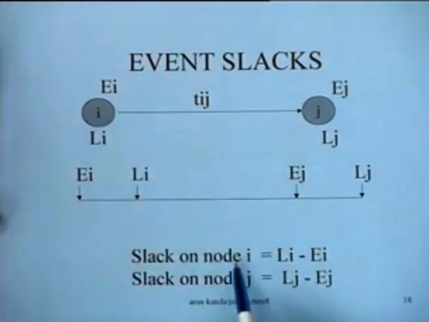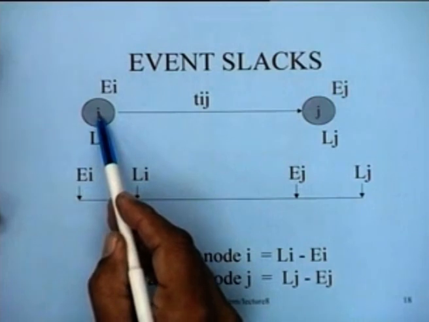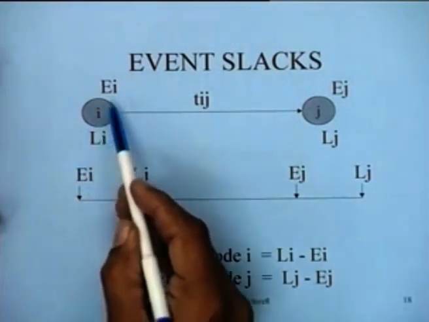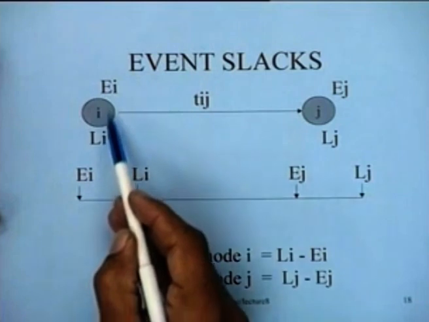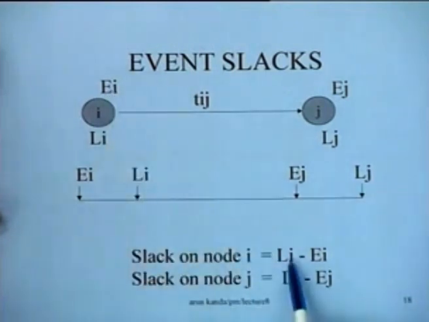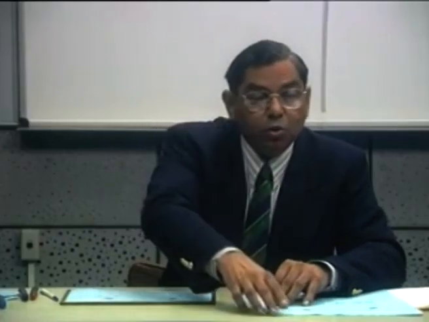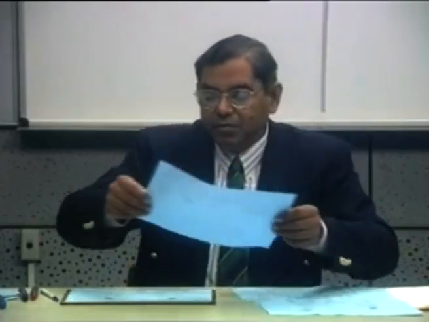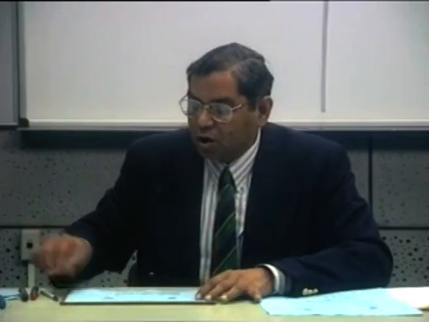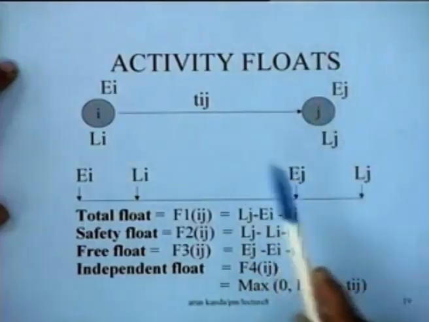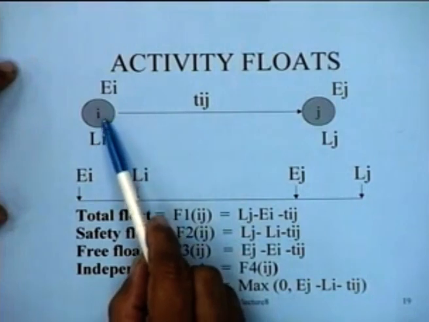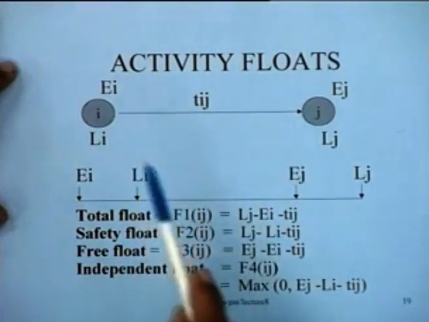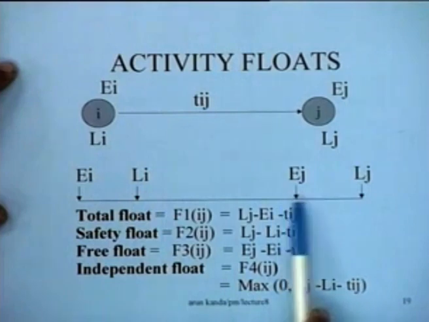We can define the slack on a node. So, this particular node, which is a milestone, has a slack which is determined by the latest occurrence time minus the earliest occurrence time. So, Li minus Ei is the slack on node I, and slack on node J is Lj minus Ej. This is the definition of the node slacks. Then when we talk about the activities, we can talk about activity floats. For instance, this is an activity Ij, it is one activity, Ei, Li, Ej, Lj.